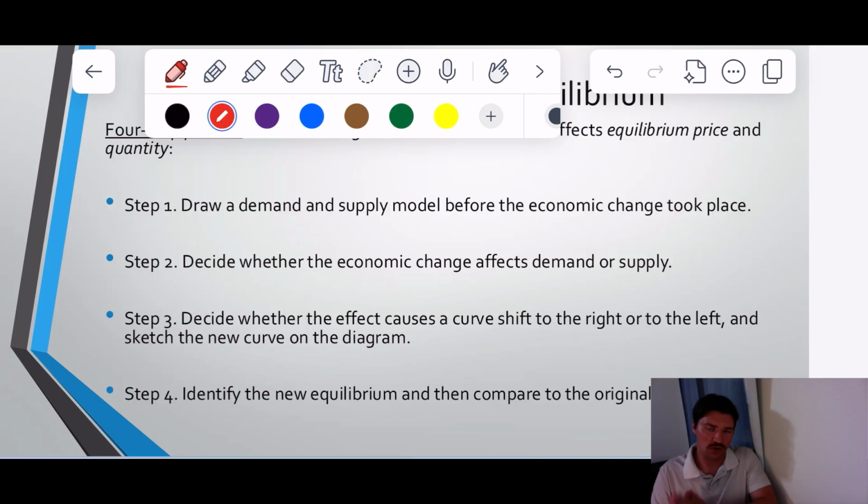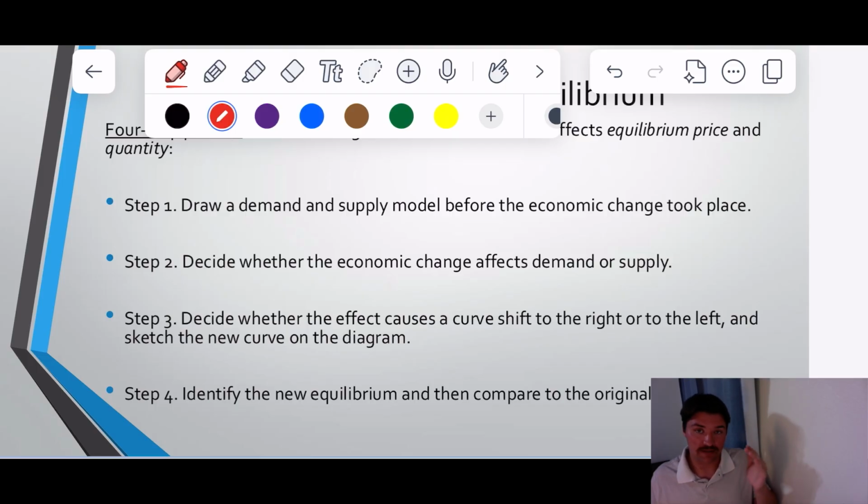Once you draw the new curve, you find the new equilibrium, so right here, we change the demand or supply, you have to find that new intersection, okay? You identify the new equilibrium and then compare it to the old to figure out what happens to price and quantity, okay? So in general, whenever we see a decrease in demand, this is what we're looking for.